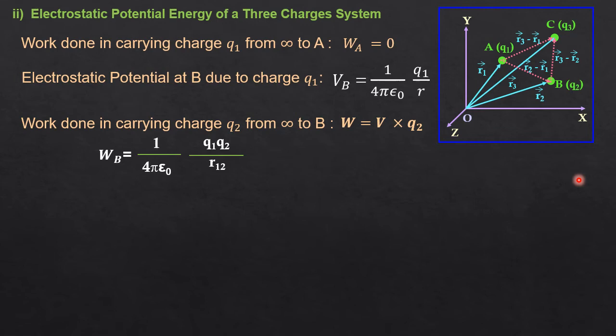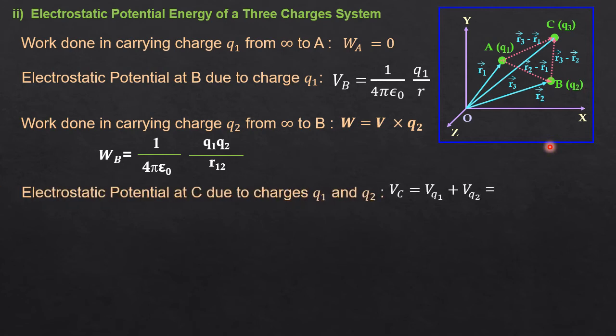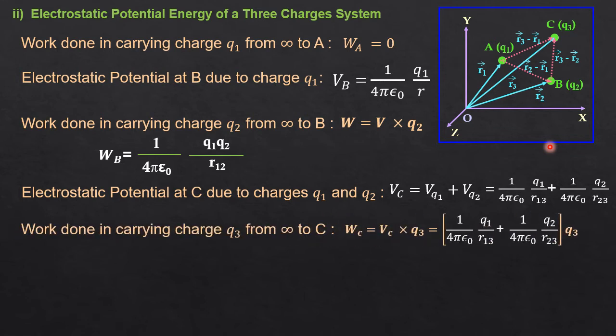Similarly, while bringing the charge Q3 to the point C, there are two potentials present. One is due to charge Q1, another one is due to charge Q2. Therefore, the total potential at point C is the sum of the potential due to charge Q1 and the potential due to Q2. So let us first calculate the potential present at point C. You can write VQ1 plus VQ2. So you'll get 1 by 4 pi epsilon naught Q1 by R13 plus 1 by 4 pi epsilon naught Q2 by R23. This is the total potential. So what will be the total work done? Total potential VC into the charge you are bringing, Q3. So VC into Q3 can be written as 1 by 4 pi epsilon naught Q1 by R13 plus 1 by 4 pi epsilon naught Q2 by R23.